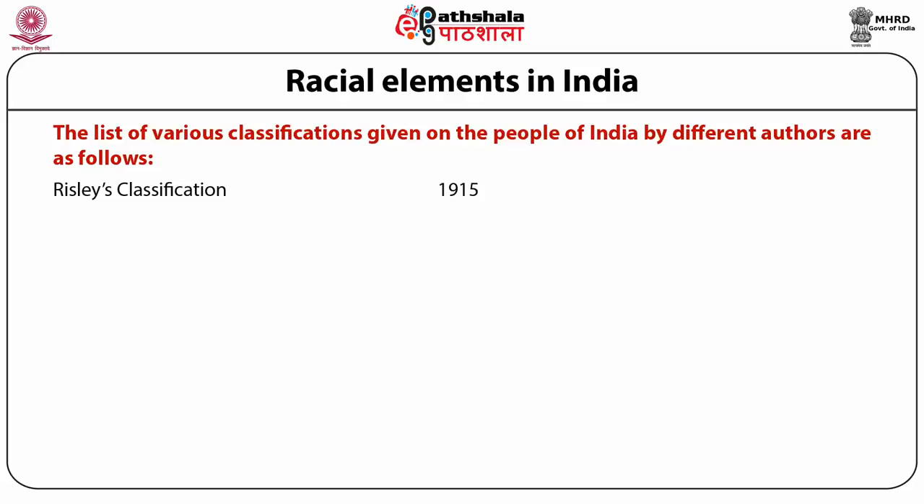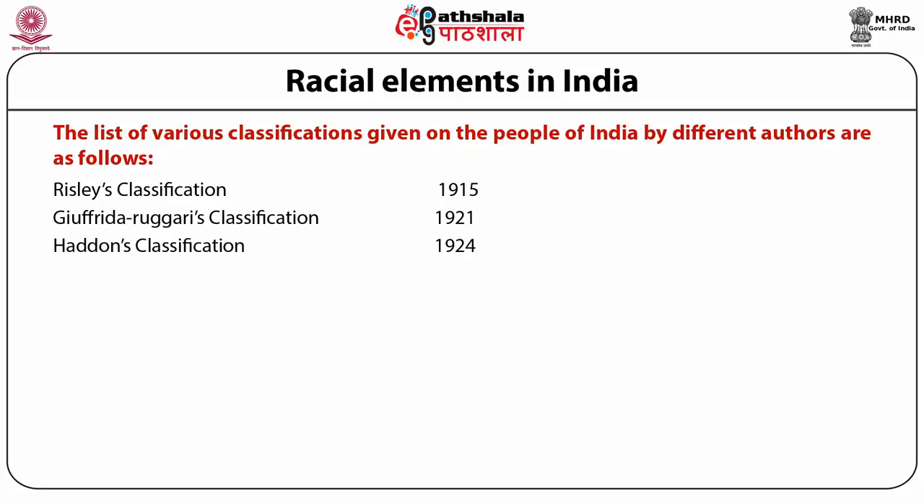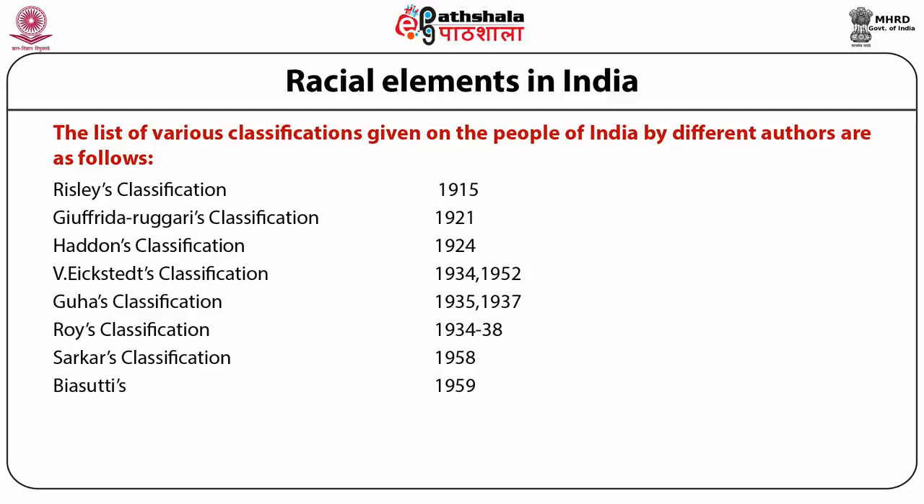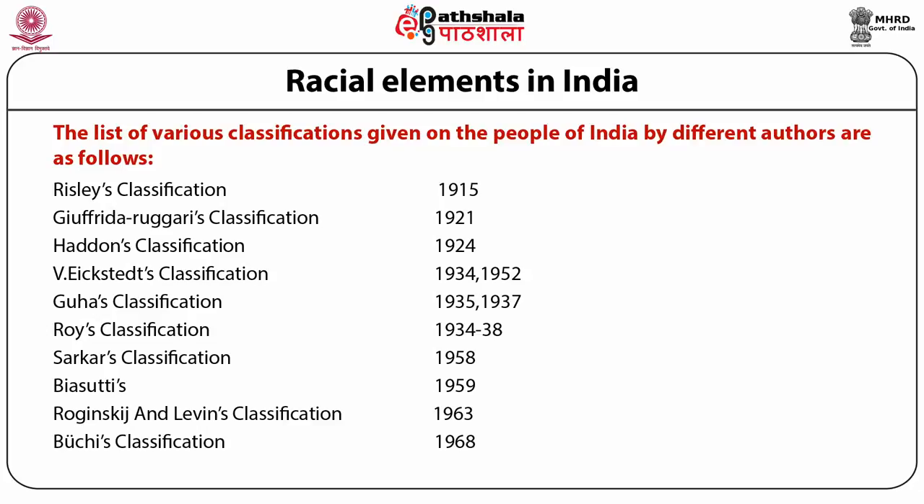First, Risley's classification, 1915. Then Giuffrida-Ruggeri's classification, 1921. Then Haddon's classification, 1925. Then Eickstedt's classification, 1934 and 1952. Then Guha's classification, 1935 and 1937. Then Roy's classification, 1934 to 38. Sarkar's classification, 1958. Biswas's classification, 1959. Then Roginski and Levin's classification, 1963. Then Bauchi's classification, 1968. And the last one is Bowles's classification in 1977.